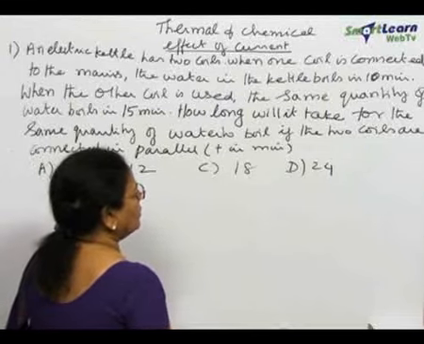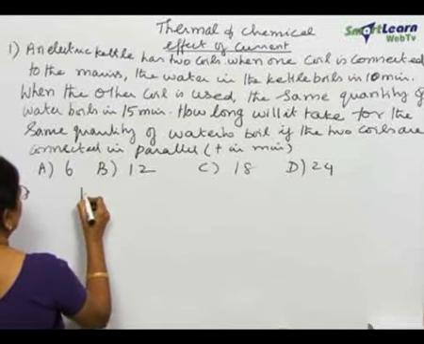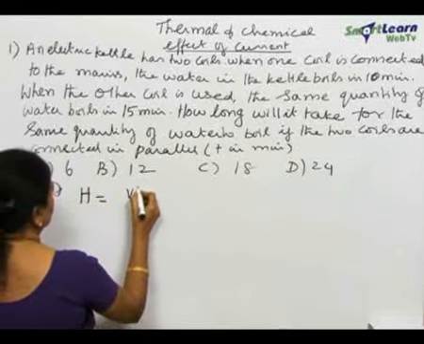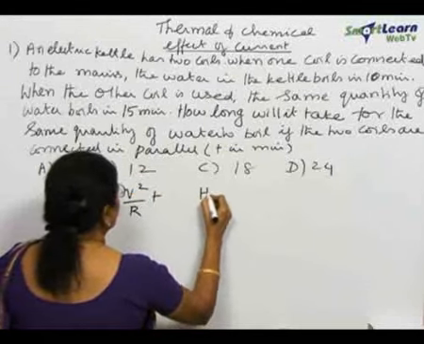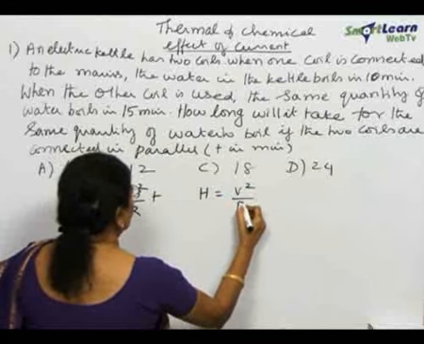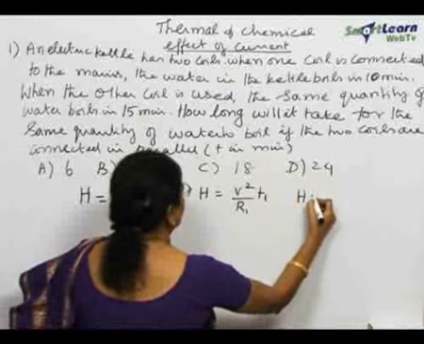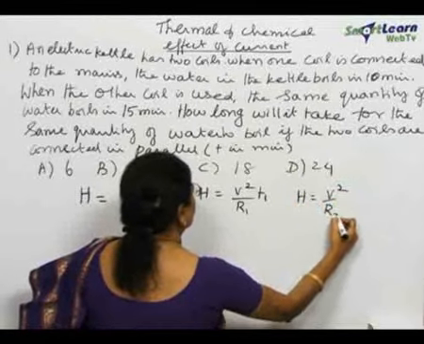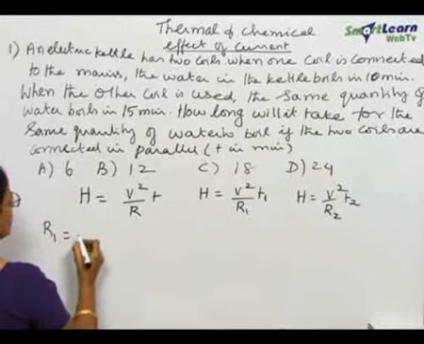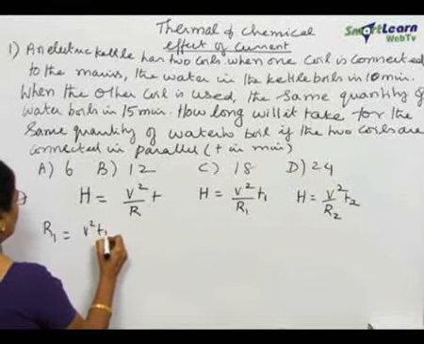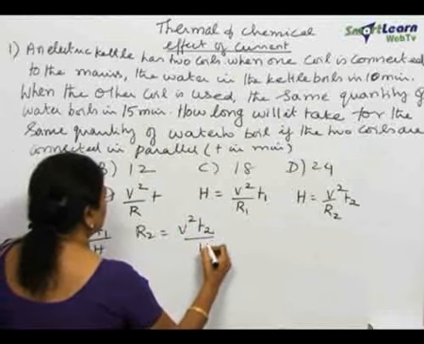Now, this is based on the heating effect. So, first let us write the formula for heat developed when we use a resistance: H = V squared by R times T. This is the fundamental formula. First case, when we are using the first coil, its resistance is R1 and the time taken is T1. Second case, when we are using the next coil, H = V squared by R2 times T2. From this we can find R1 and R2. So, R1 is V square T1 by H, R2 is V square T2 by H.